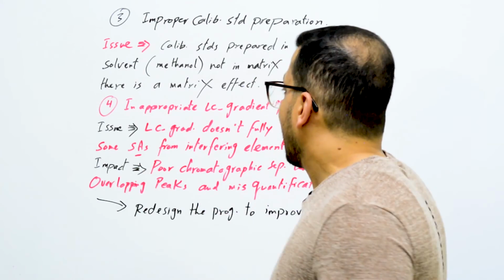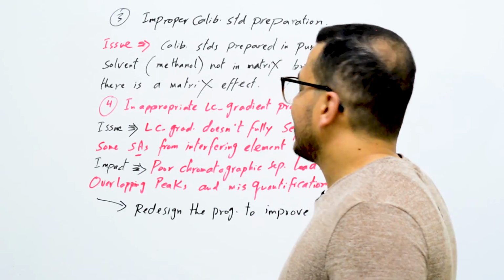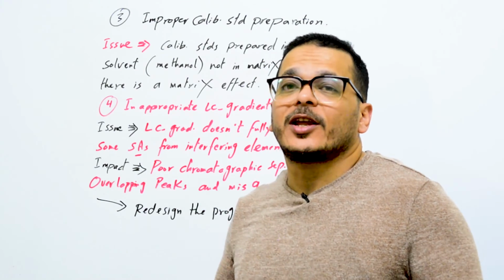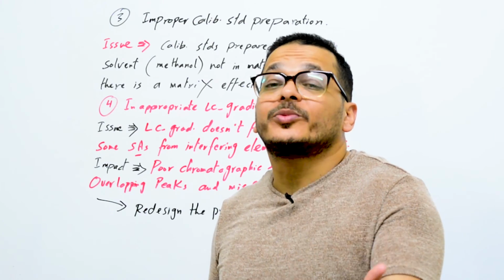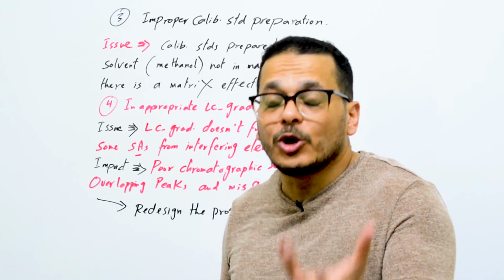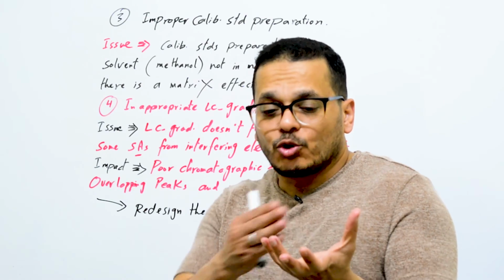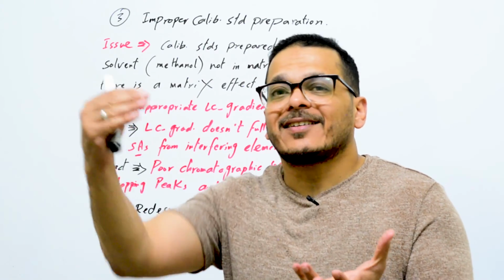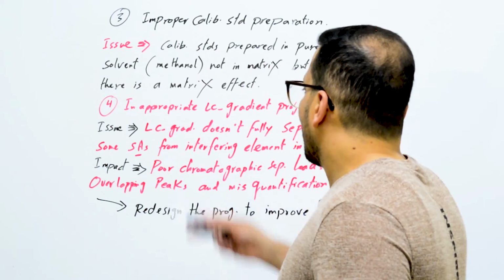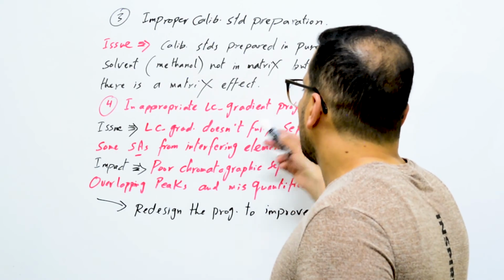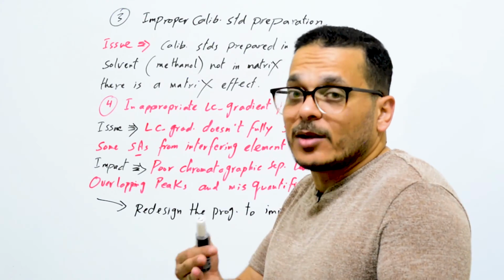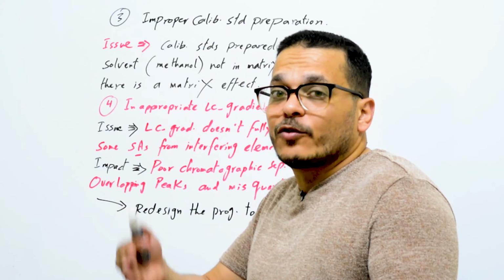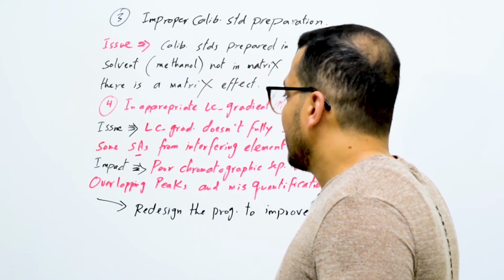Another issue, inappropriate LC gradient program. LC gradient program is very important. In LC-MS, the LC gradient program also should be optimized. HPLC should be optimized to improve the peak resolution and increase the signal intensity. So the LC gradient program does not fully separate some sulfonamides. It cannot separate some of the sulfonamide compounds from interfering elements in the matrix.